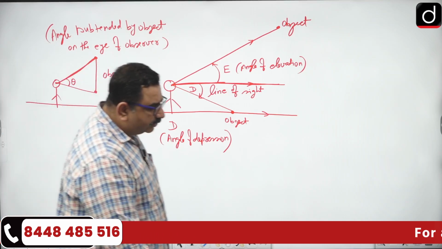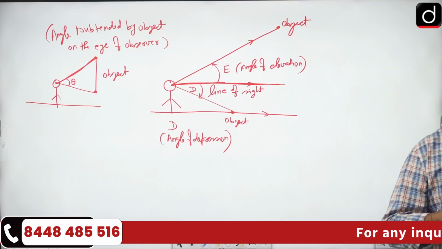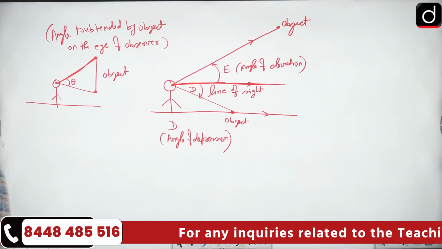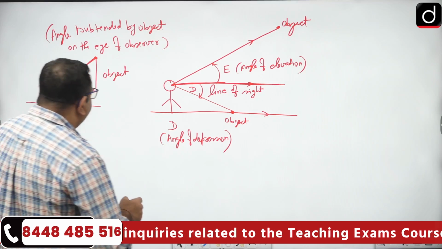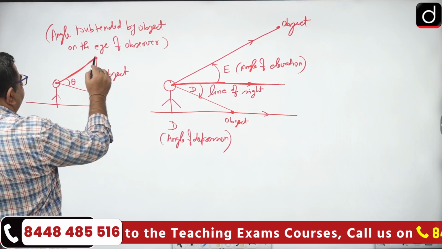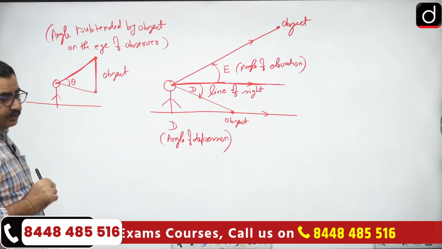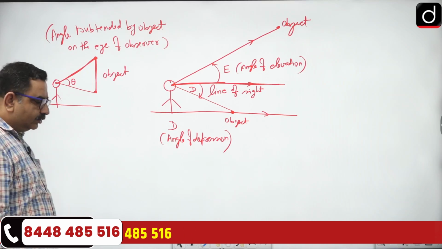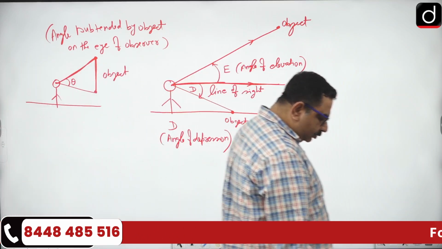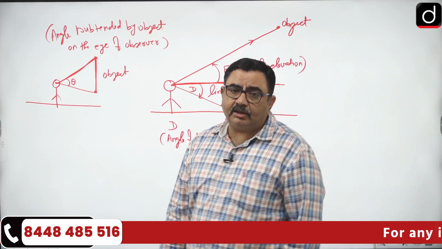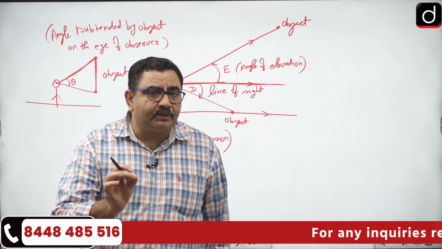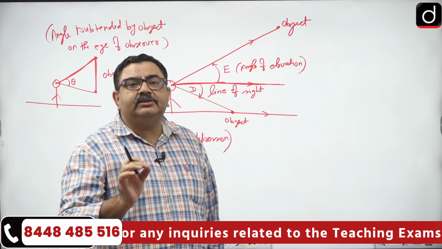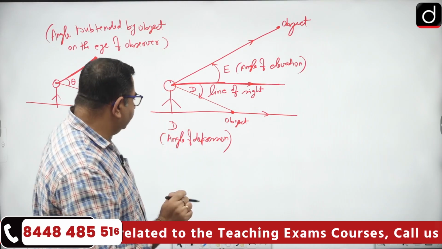So these three things are there: angle of elevation, angle of depression, and angle subtended by the object on the eye of the observer, right? Now, one thing is that if the height of the person is not given in the question, if the height of the person is not specified, then I will consider that as a point on the ground, right?